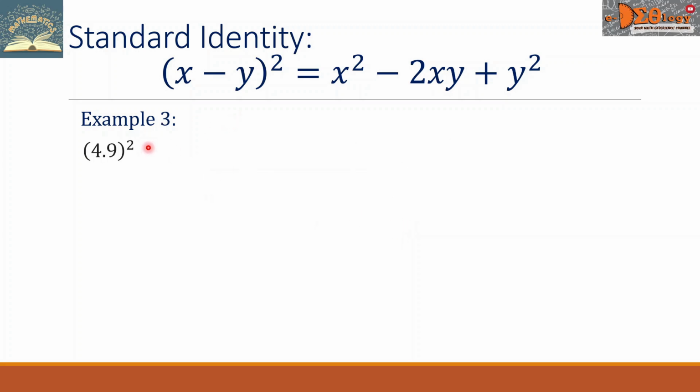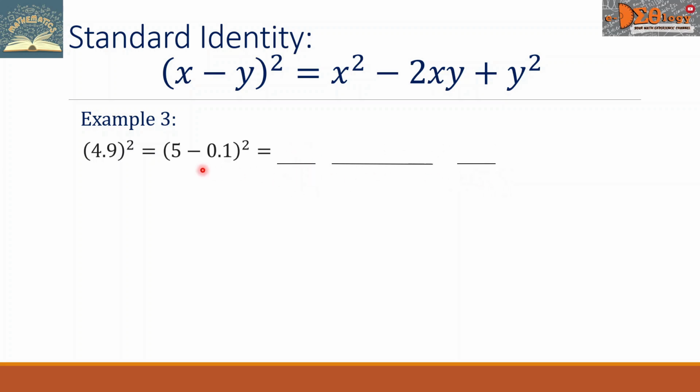Example 3, the square of 4.9. Take note that the 4.9 we can express as 5 minus 0.1, then we will square. So we have now two terms that we will take the difference. The first term is 5, the second number is 0.1. So the answer will be 3 terms or 3 blanks.